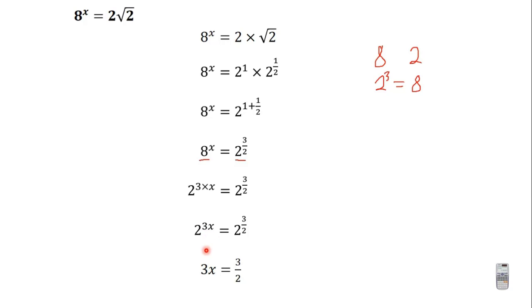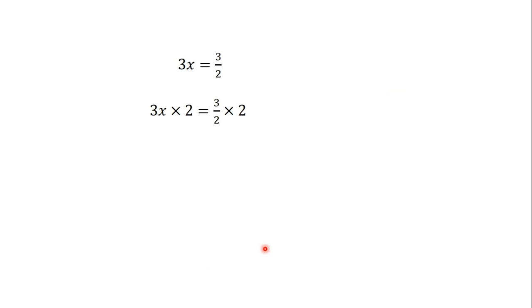The exponent on the left hand side is 3x. The exponent on the right hand side is 3 divided by 2. So 3x is equal to 3 divided by 2. This becomes a simple linear equation for us to solve. To do that, I'll multiply the left hand side by 2, then I'll multiply the right hand side by 2, and this will help me to cancel off the 2. 3x times 2 will give us 6x. 2 and 2 are gone, so we are left with 3 here. So 6x is equal to 3.